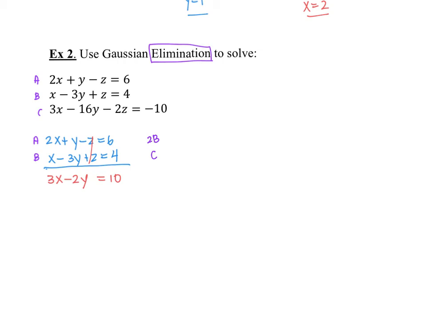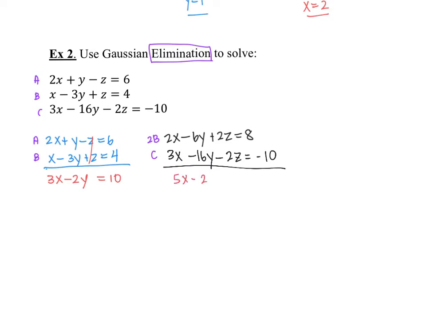What am I doing? I'm going to multiply equation B by 2, and then I'm going to write equation C. So if I multiply equation B by 2, I get 2x minus 6y plus 2z equals 8. Then I'm going to copy equation C, and then I should be able to cancel my z's. So 5x minus 22y, the z's cancel, equals negative 2.